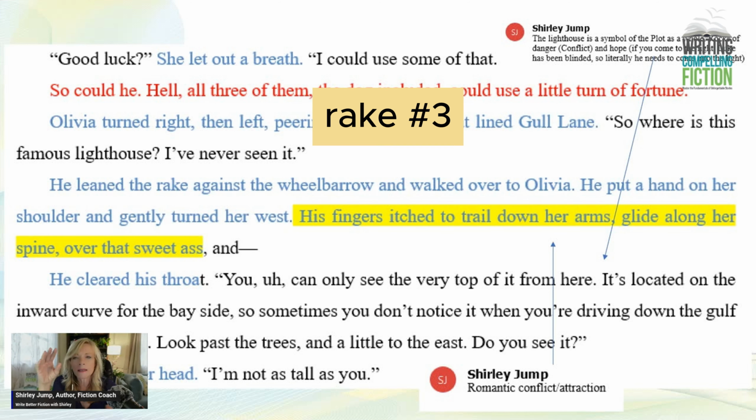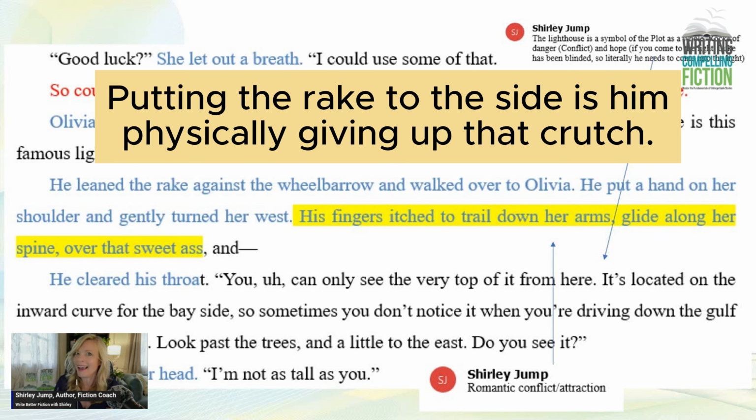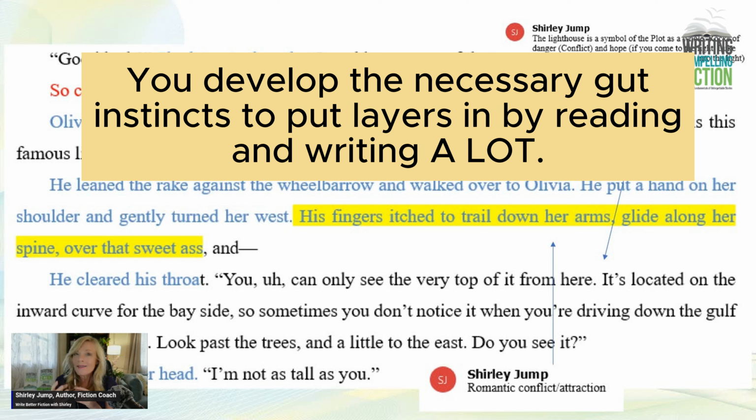When I look at these things, am I thinking, oh, I'm going to use this rake and it's going to be a crutch for him and it's going to be a metaphor and I'm going to have him put it against the wheelbarrow? I do not think of any of that when I write the book. It happens instinctually. And then when I go back and analyze it, I'm like, oh, look at how brilliant that was. I use that rake and then he puts it against the wheelbarrow and hey, he's moving on, he's growing. So if you study a lot of fiction and you write a lot of fiction, these things will happen for you instinctually too. None of this analysis is happening as I write. I write from my gut.